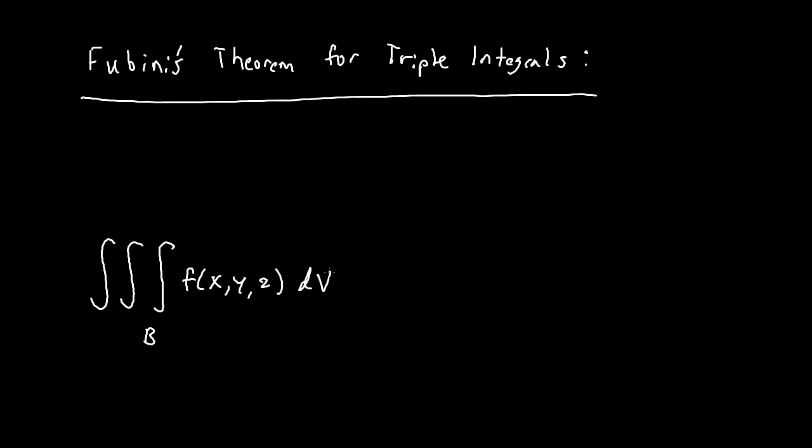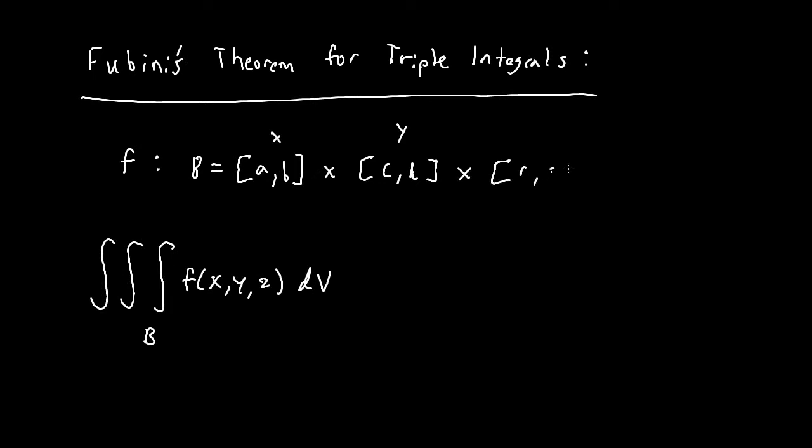Now in double integrals we had dA, which stood for the area, because we just took the x distance times the y distance to get the area of a rectangle. But this time we have to take the x distance times the y distance times the z distance to get us the volume. And so the theorem states that, let's say the function f is continuous on the rectangular box which has the dimensions: the x values go from a to b, the y values go from c to d, and the z values just go from r to s.